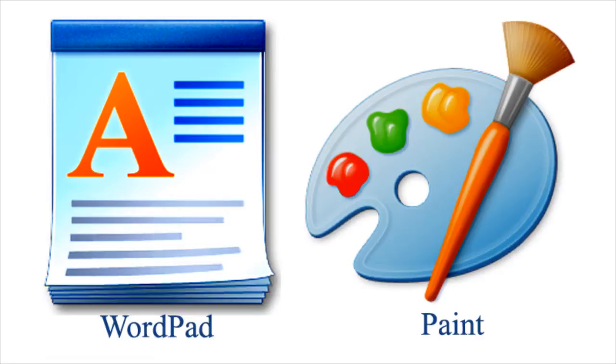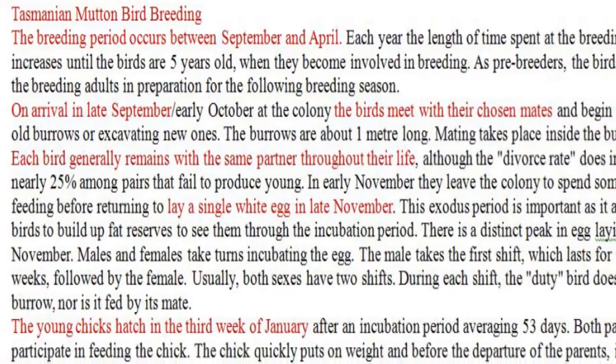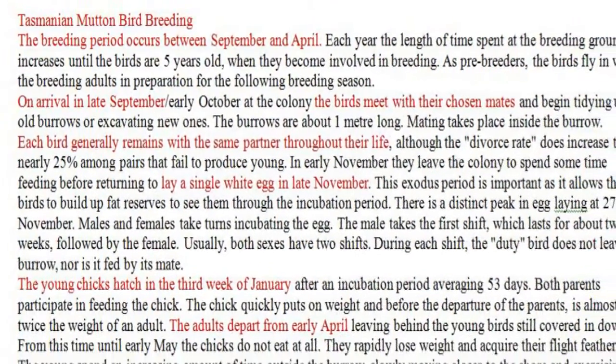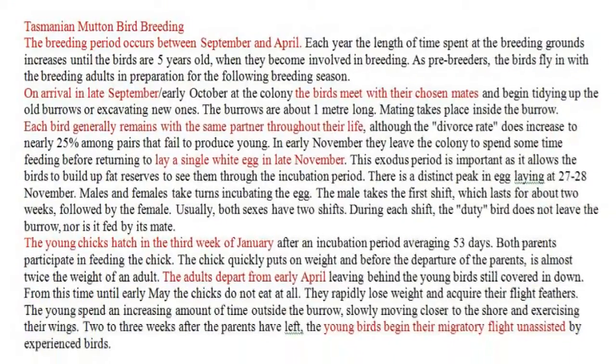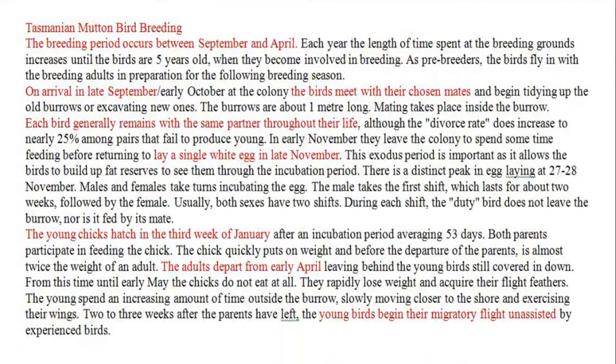Step 1 is to write your complete commentary. Then select some key points to become your anchors, about 6 words per anchor. An example can be seen in this text about Tasmanian mutton bird breeding. The anchors I selected are shown in red.